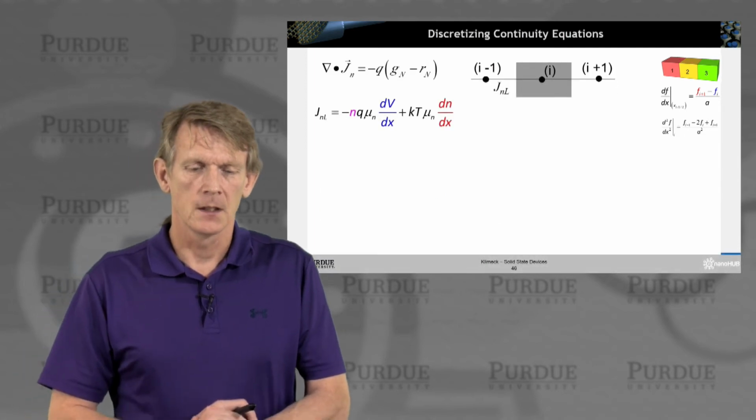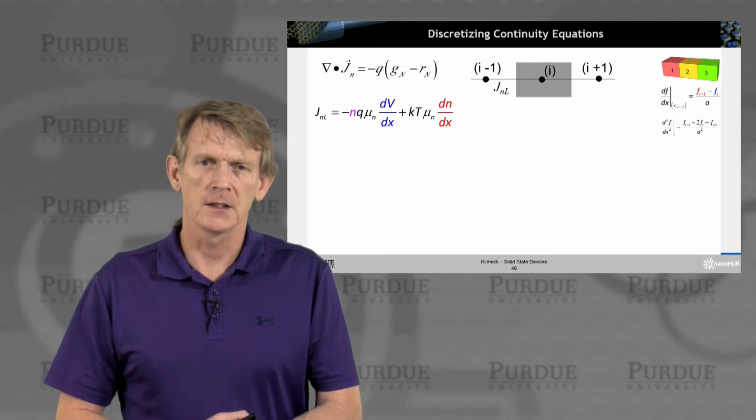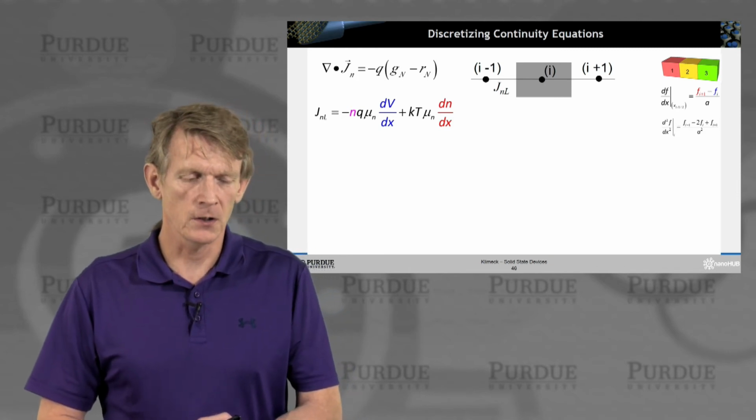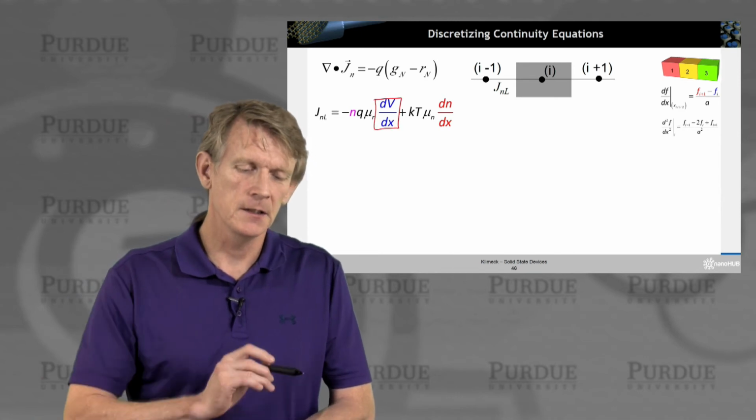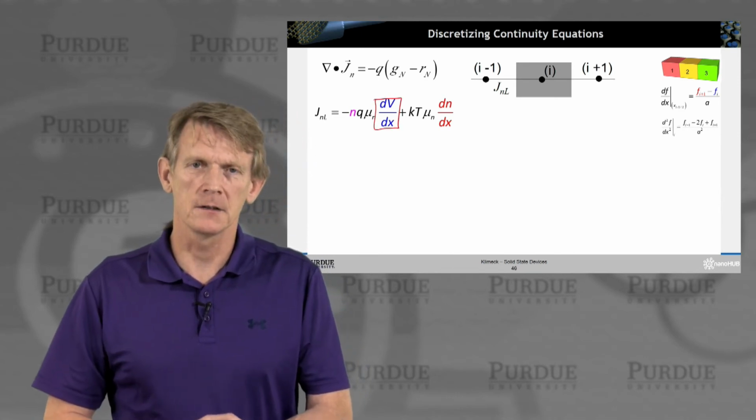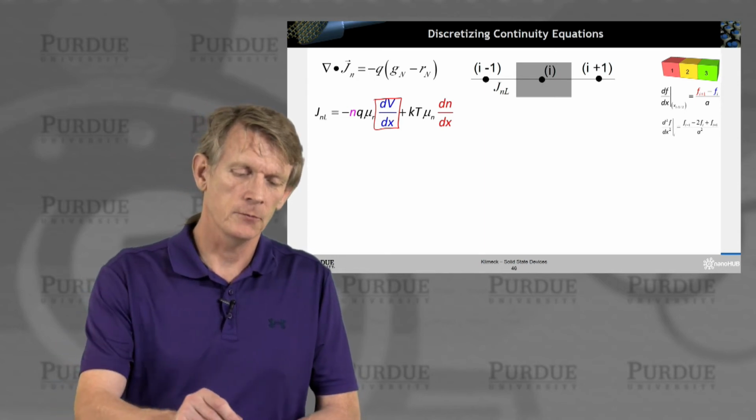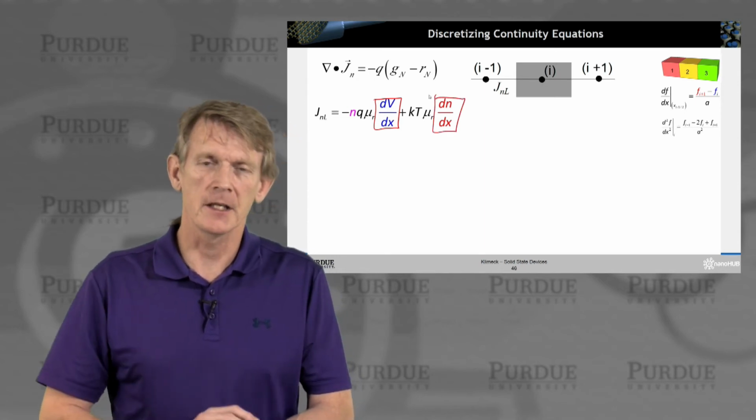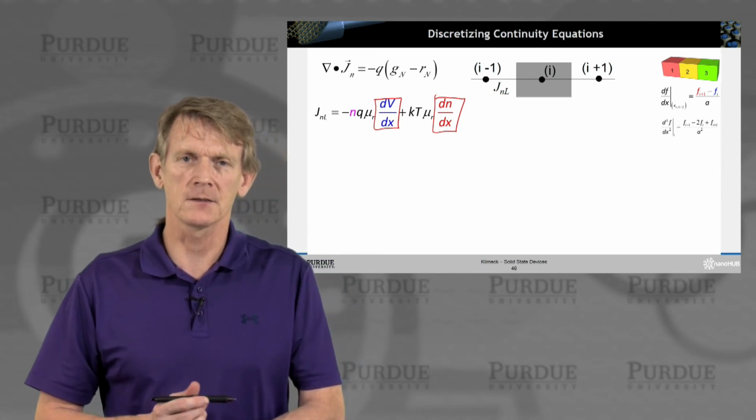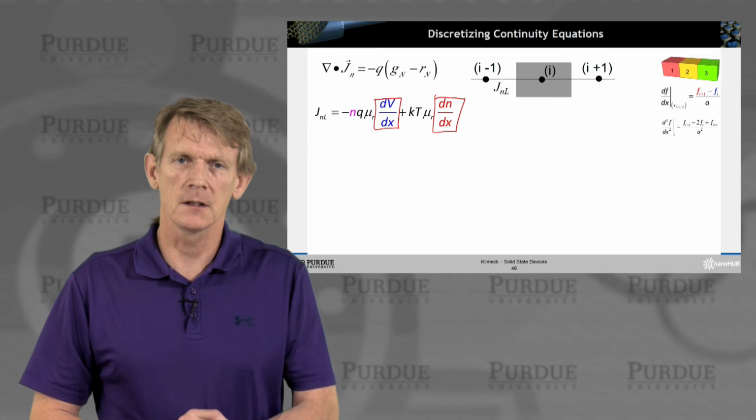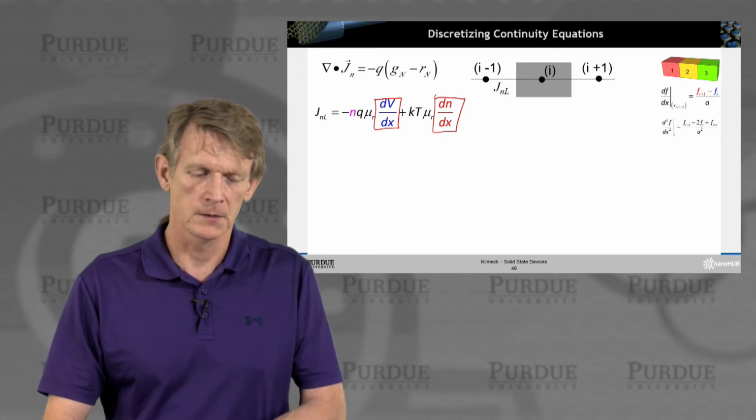So now let's discretize the continuity equations. These are the expressions for current. So the electric field is the negative differential of the electrostatic potential. And we have a spatial variation of the electron density that we need to discretize, and that gets us the continuity, the drift diffusion expression for the electrons.